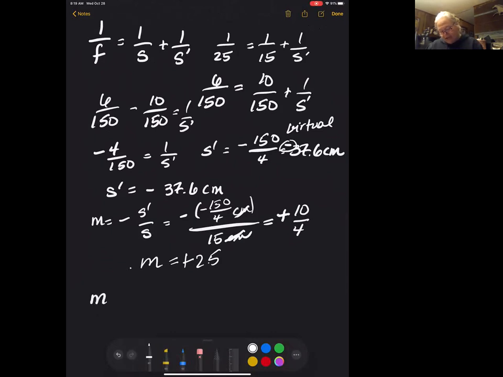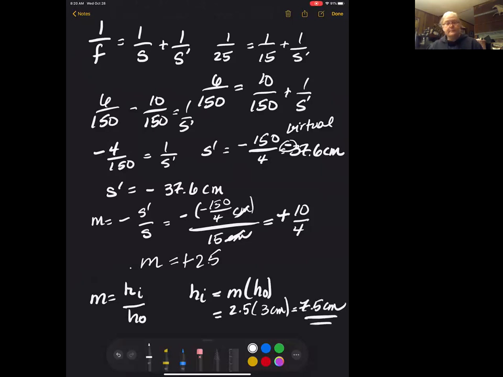So magnification is minus S prime over S, but it's also the height of the image divided by the height of the object. That's the other definition of it. So the height of the image then is the magnification times the height of the object. And they told me that the object's height was 3 centimeters. So it's 2.5 times 3 centimeters. So it's 7.5 centimeters tall.